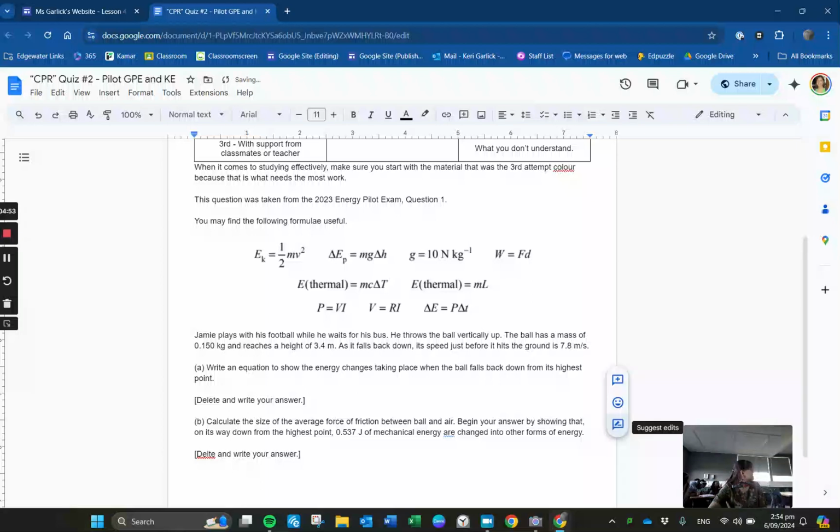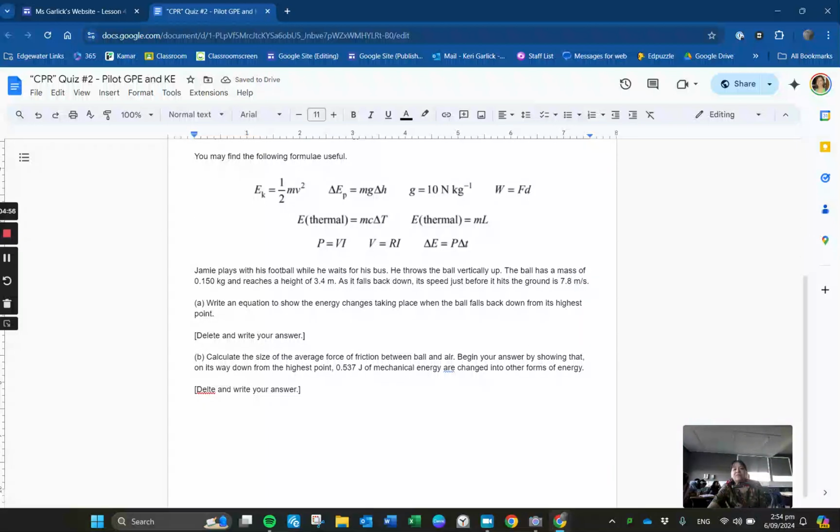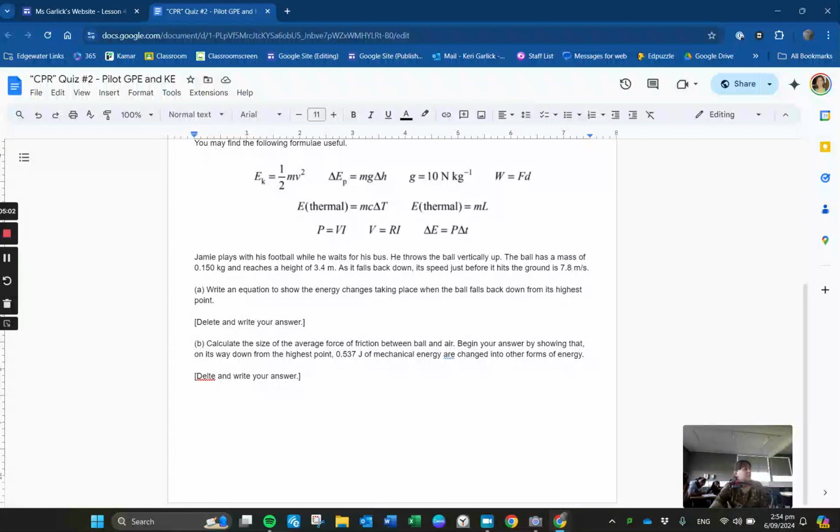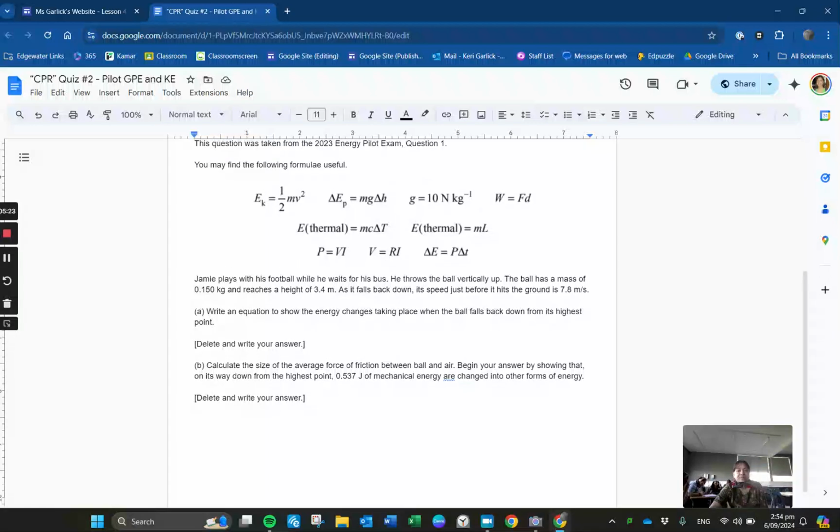All right, so they want you to write the equation. So that's just talking about the energy transformation. This one here is where it gets a little bit trickier than we've seen before. I'm finding all my typos. So I want you to calculate the size of the average force of friction between the ball and the air. Begin by showing that on the way down, from the highest point, 0.537 joules of mechanical energy is being changed to other forms.